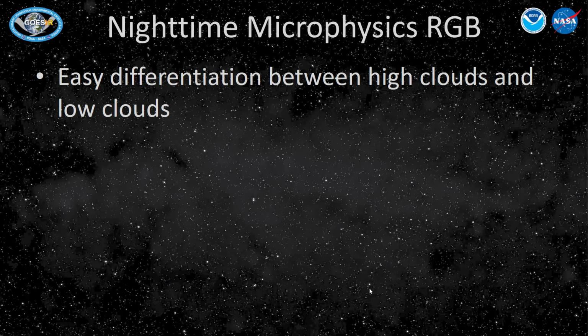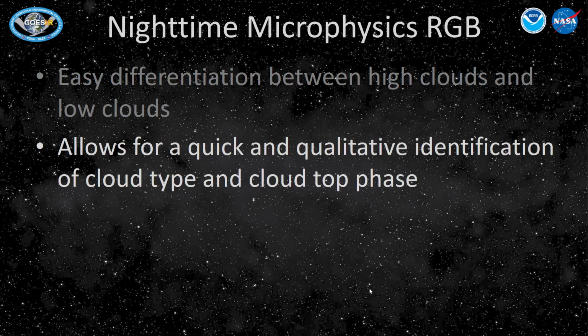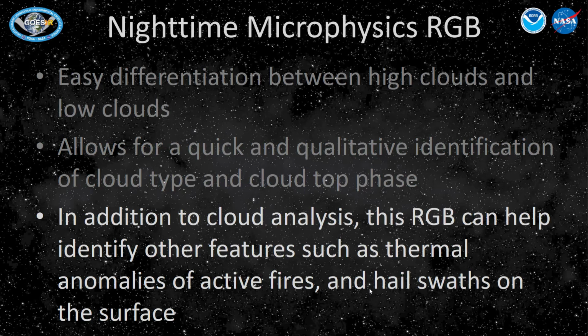Use of the RGB will allow a forecaster to interpret a variety of things. For example, one can differentiate between high and low clouds. You can also differentiate easily between cloud type and cloud phase, and the RGB can identify a variety of thermal anomalies.